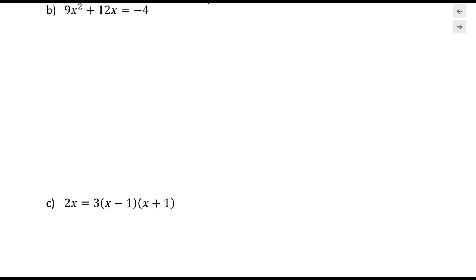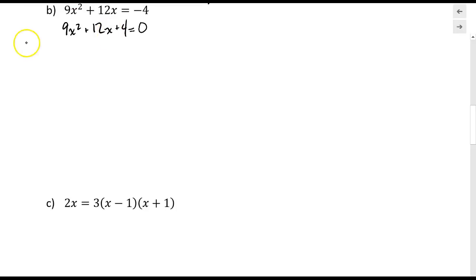Next example, unfortunately it's not in the format that we want. It's not set equal to 0 yet, so that's our first step. So we rearrange our equation, and we get this instead. From here we try and see if we can factor it, because if we can avoid using the quadratic formula, we're going to.